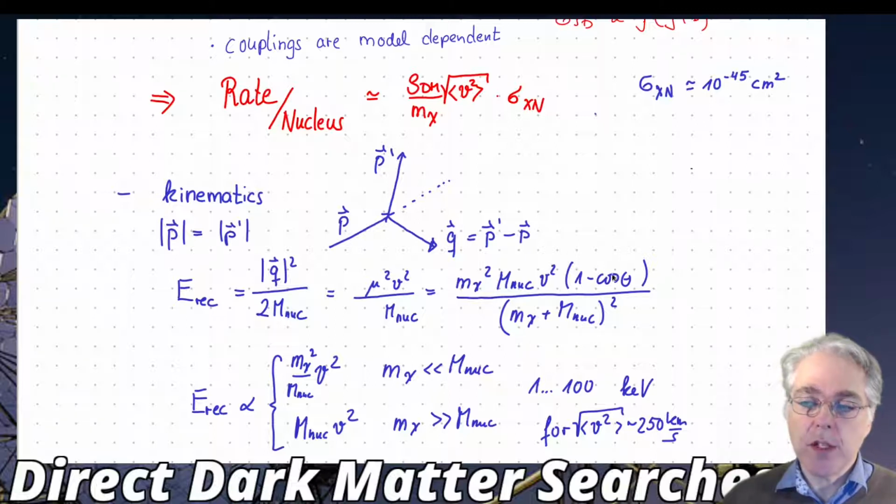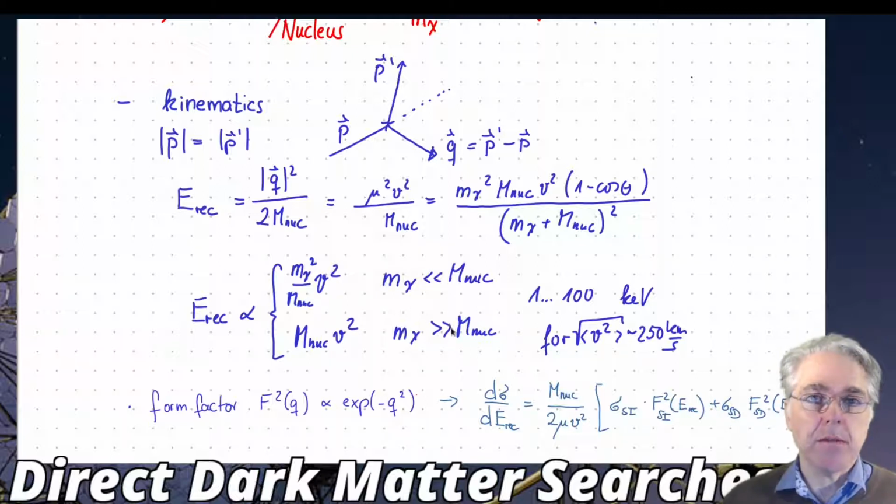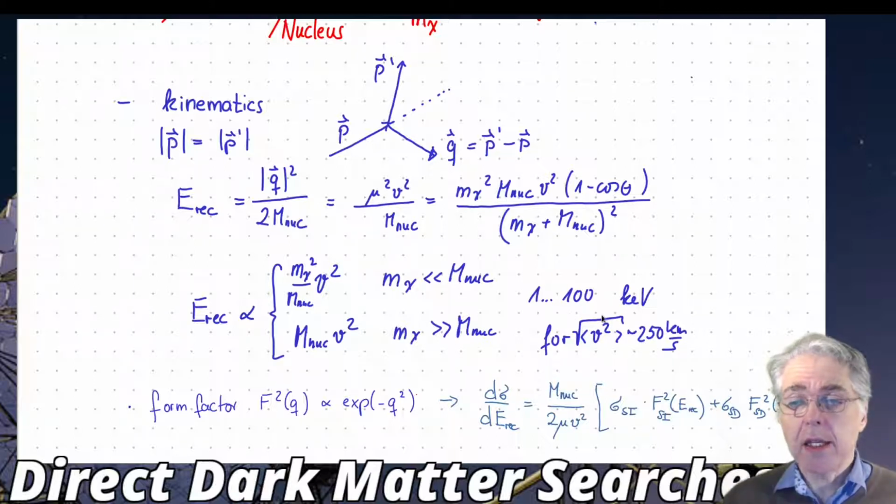And now, including also the angle theta of the scattering process, you get this kind of recoil energy. Asymptotically, for very light WIMPs, which are much lighter than the nucleus, you get this kind of energy. Whereas when the WIMP has a much larger mass than the nucleus, you get this kind of energy. The typical range of values that you expect here is of the order of several keV, and this justifies, of course, the non-relativistic treatment.